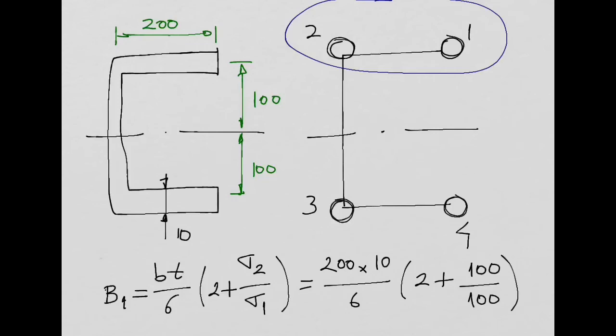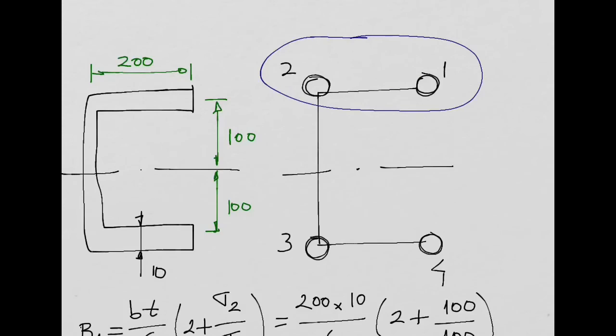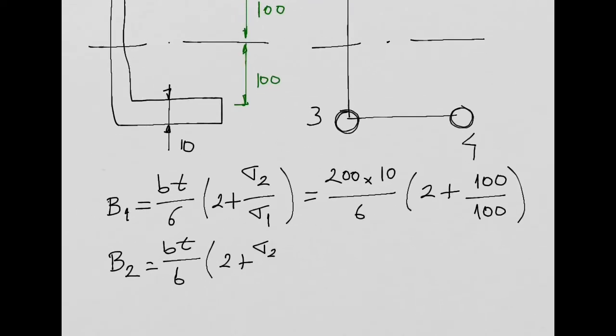For example, the area of boom number 2. How do you calculate the area of boom number 2? B2. So you need to have, again, BT over 6, 2 plus. Now you need the ratio sigma 1 over sigma 2. Now you need to flip this. Okay? Oh, sorry, I put the same. I'm so sorry.